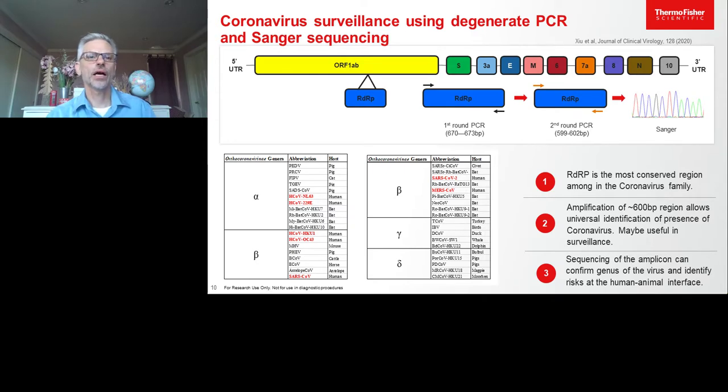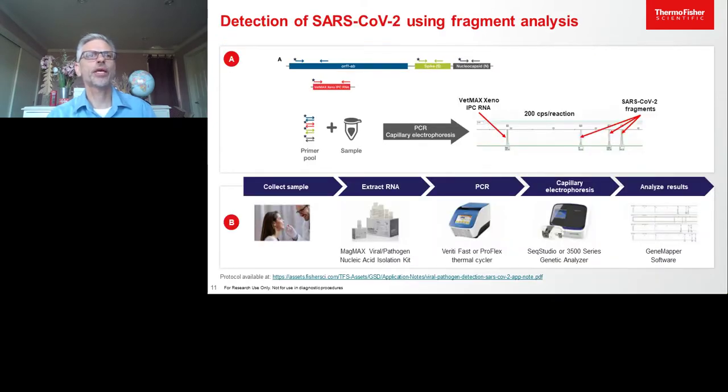So finally, I'd like to briefly describe an application of CE in the study of SARS-CoV-2 detection that is based on a fragment analysis approach. The workflow for CE fragment analysis detection is actually similar to qPCR. It starts with a collection of the sample via nasopharyngeal swab, and then extraction of the RNA, for example, using one of the kits from Thermo Fisher, a MagMAX Viral Pathogen Nucleic Acid Isolation Kit.